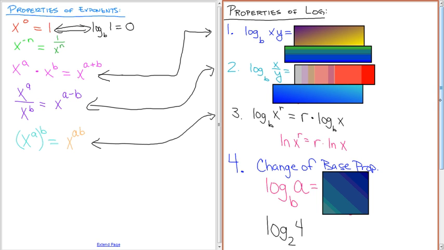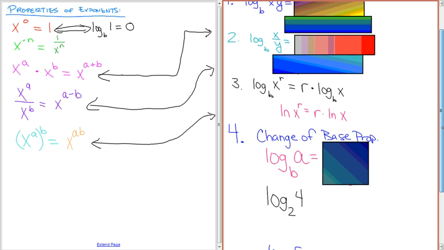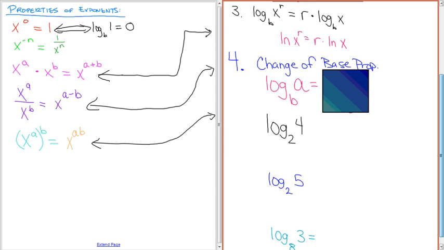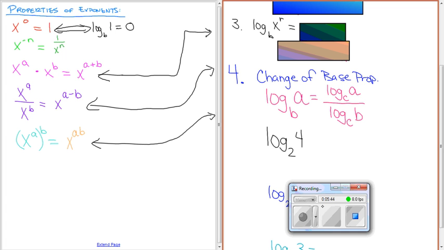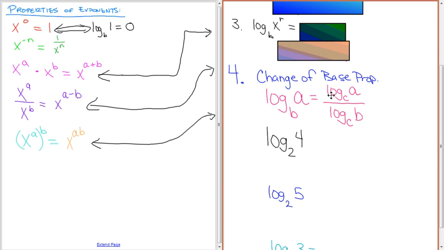The next property of logarithms is the change of base property. In the change of base property, if you have some logarithm of a base with an a here, you can change the base to any base that you would like, and then write log base c of a over log base c of b.